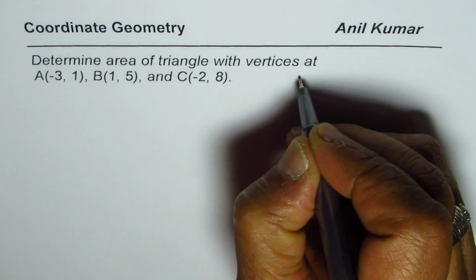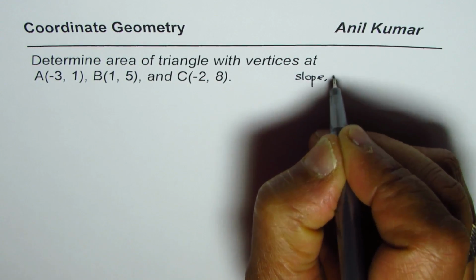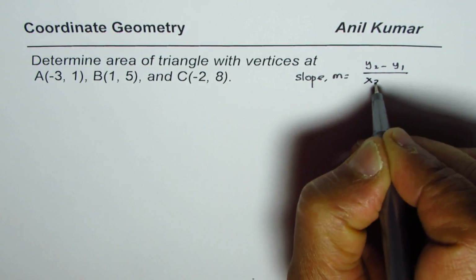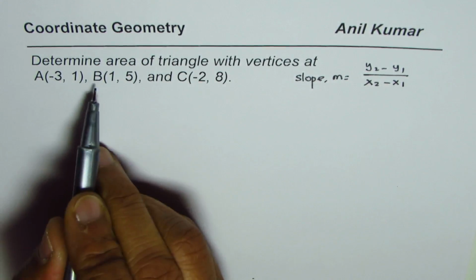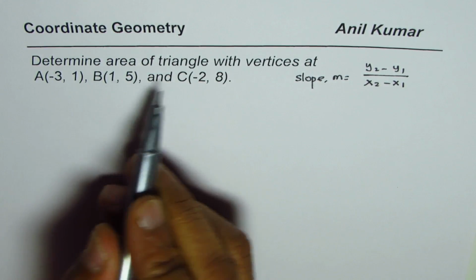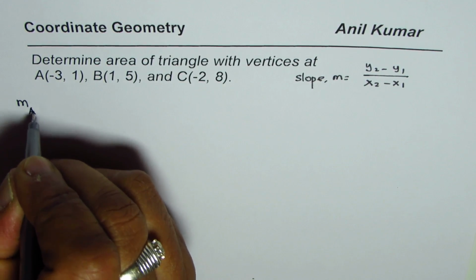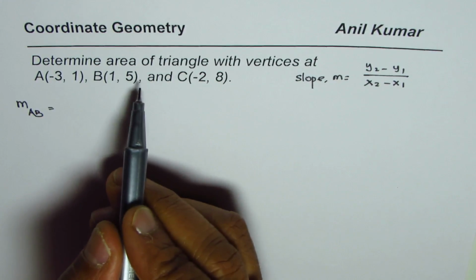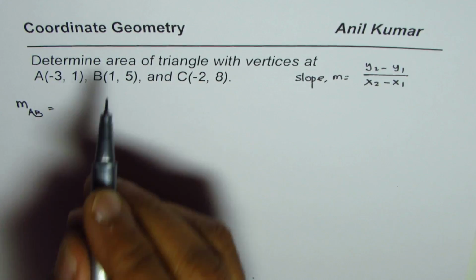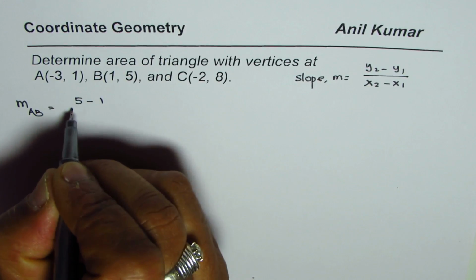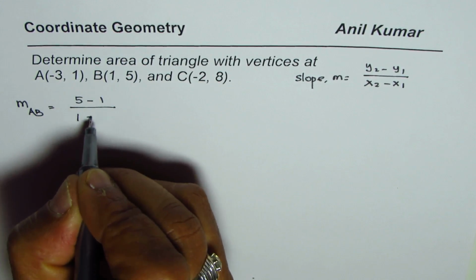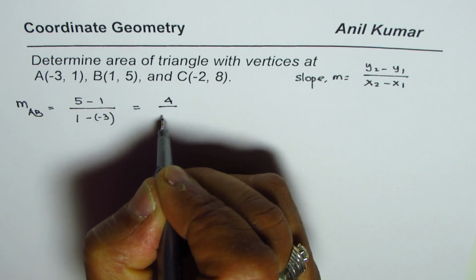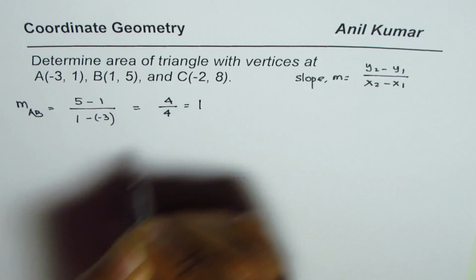So we know slope m is equal to y2 minus y1 over x2 minus x1. So we will find the slope between the different sides of the triangle. Let's find first the slope between A and B. Using the formula, slope between A and B will be 5 minus 1 divided by 1 minus (-3), right? So that gives you 4 divided by 4, and that is 1.